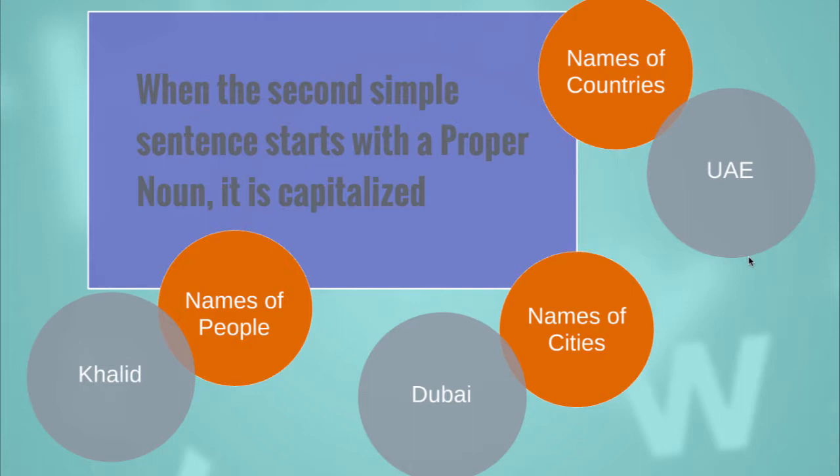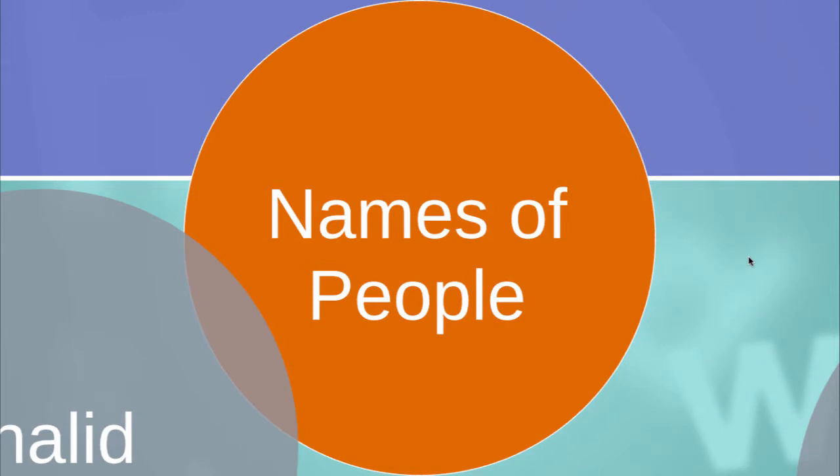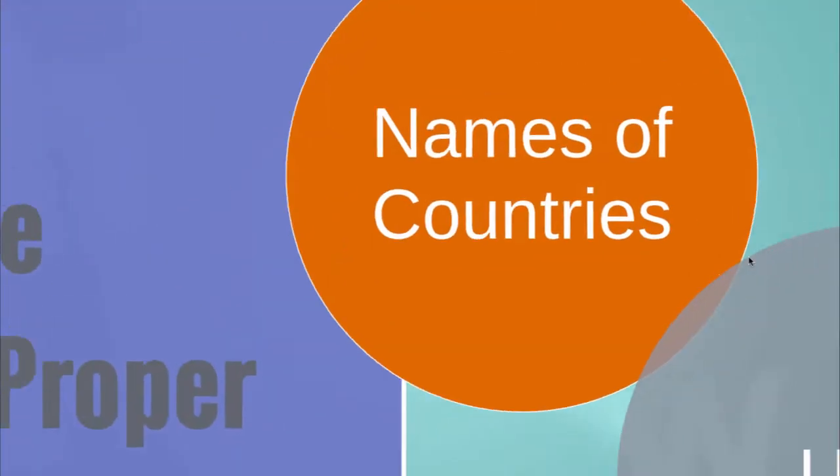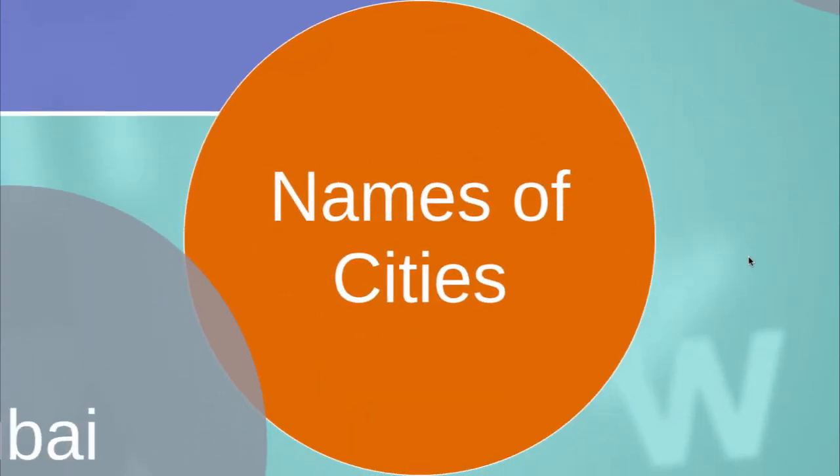So when the second simple sentence starts with a proper noun, it is capitalized when we join them. And these are things like names of people, Khalid, Fatima, for example. Or names of countries, the United Arab Emirates, Saudi. Or the names of cities, Dubai, Paris, San Francisco, for example.